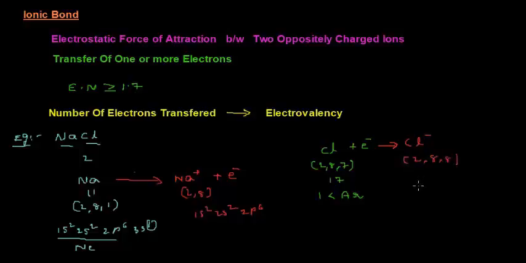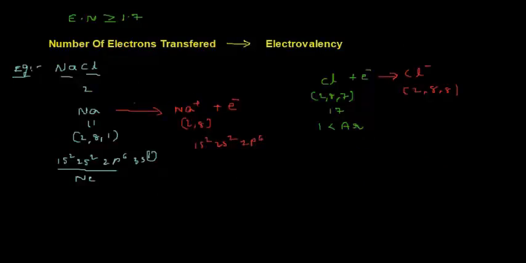Now, if you consider sodium ion and chloride ion, sodium has a positive charge on it and chloride has a negative charge on it. See the ionic bond definition: electrostatic forces of attraction between two oppositely charged ions. The two ions Na+ and Cl- are held together by strong electrostatic forces of attraction to form ionic compound sodium chloride, which is NaCl. Now let us show it diagrammatically.